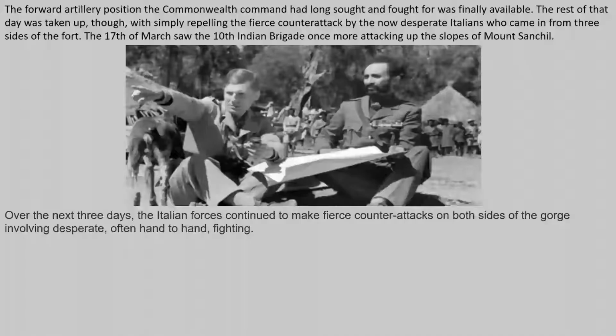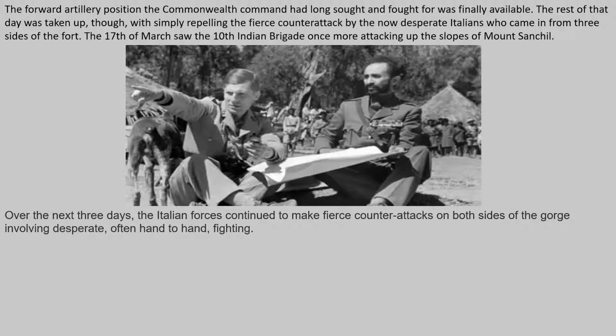The forward artillery position the Commonwealth Command had long sought and fought for was finally available. The rest of that day was taken up simply repelling the fierce counterattack by the now desperate Italians, who came in from three sides of the fort. The 17th of March saw the 10th Indian Brigade once more attacking up the slopes of Mount Sanchil.